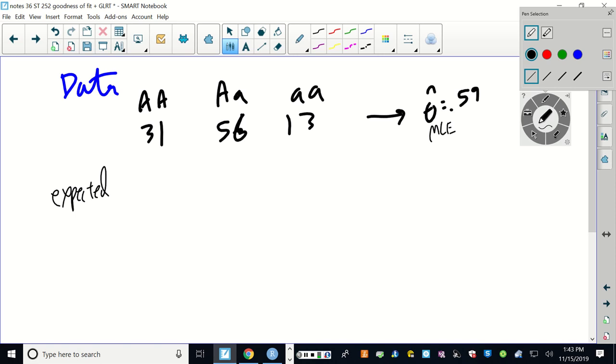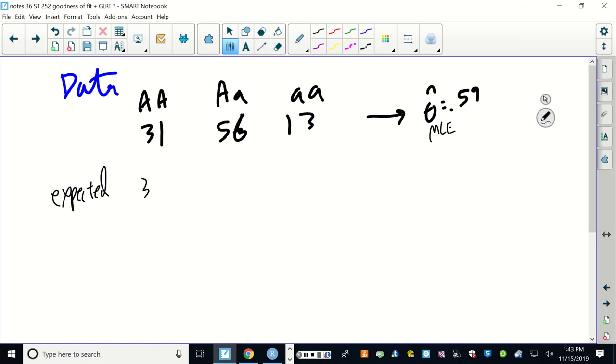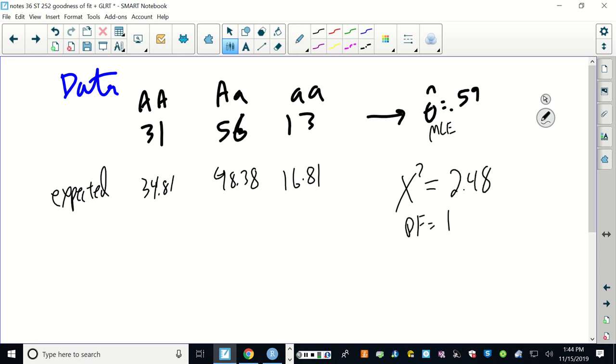So we're going to have the same expected values as before: 34.81, 48.38, and 16.81. Now we've pulled away a little bit. So if those are our data, the chi-square statistic ends up being 2.48. Again, degrees of freedom is 1, like we discussed.